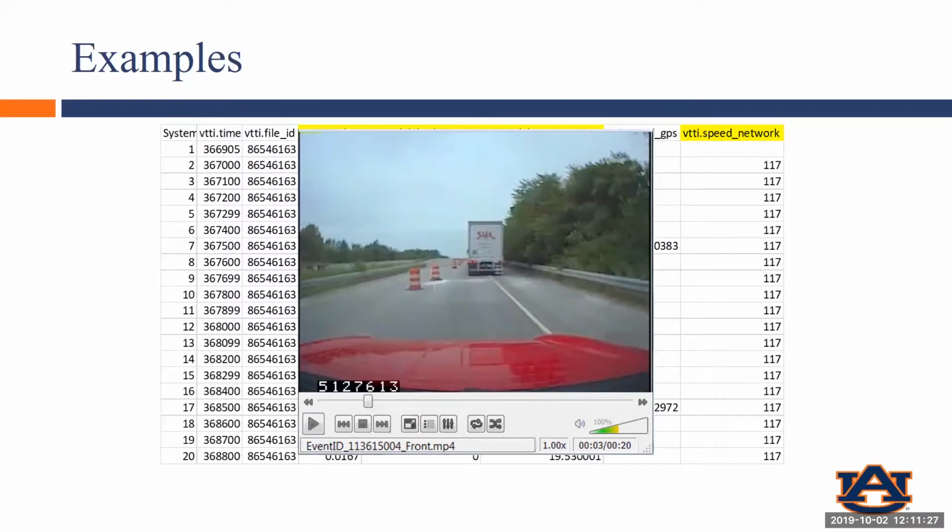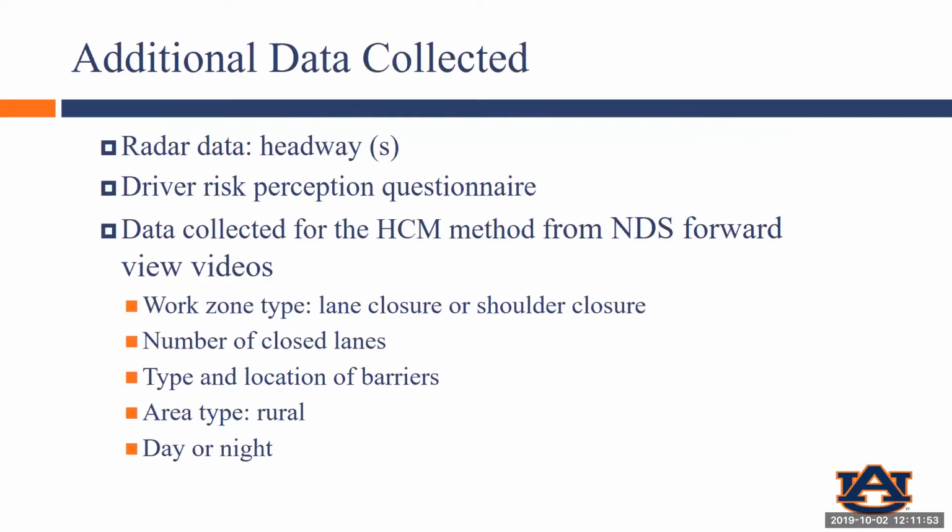So this is an example of a driver passing a work zone. With the forward view video, we can see the work zone type, whether it is a left lane closure or right lane closure, whether they use cones or drums, what kind of traffic control device is used, and how close this vehicle is to the front vehicle. Additional data we collect include the radar data for the headway. It's basically how many seconds between the NDS vehicle and the vehicle in front of it.